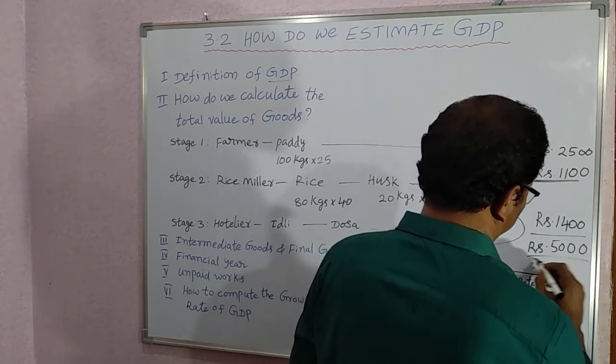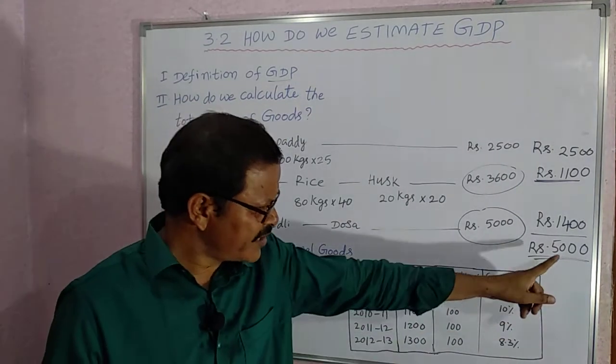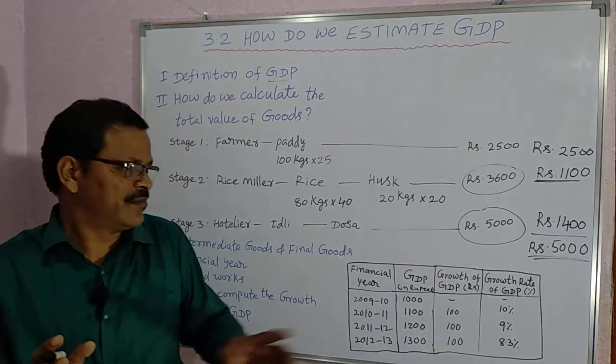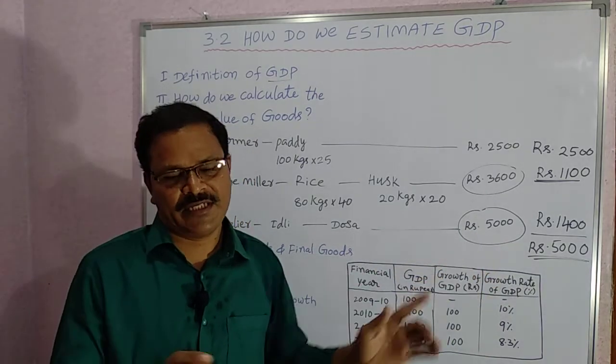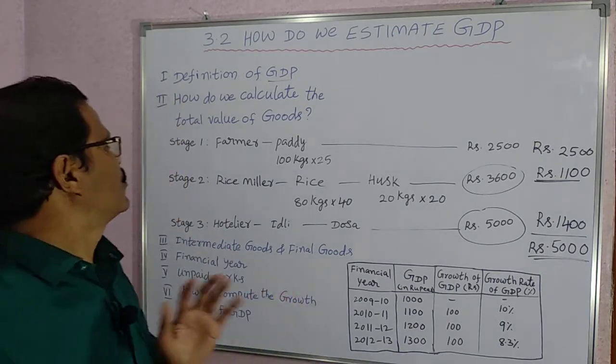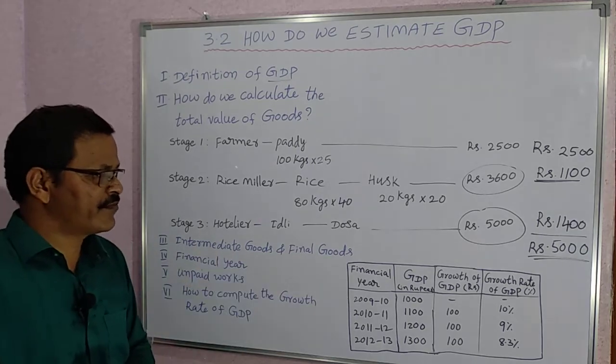5,000 rupees. In this way also we got the same value, 5,000. These are the two ways to calculate the final value of goods or the total value of goods.